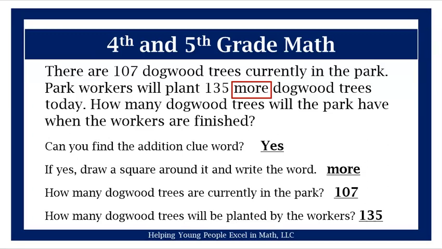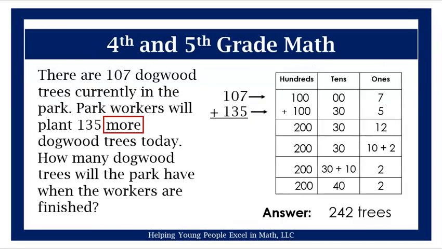So let's see how we will set up our addition word problem. We will be using expanded notation in order to add our problem. For 107, we see that we have 100 in the hundreds place, a 0 in the tens place, because if you notice, there's a 0 in the tens place, and in the ones place, we have a 7. For 135, there is 100 in the hundreds place, 30 in the tens place, and 5 in the ones place.